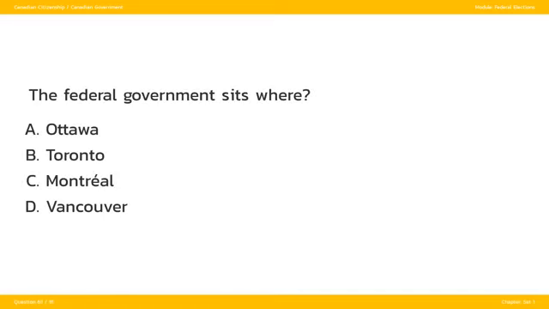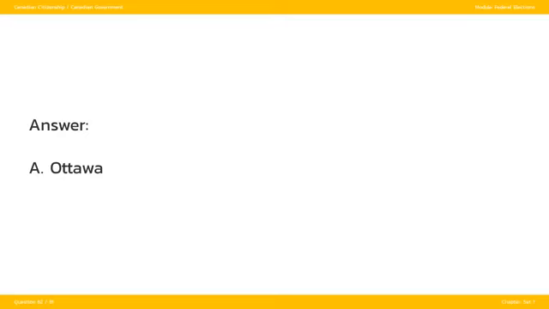The federal government sits where? A. Ottawa. B. Toronto. C. Montreal. D. Vancouver. The answer is A. Ottawa.